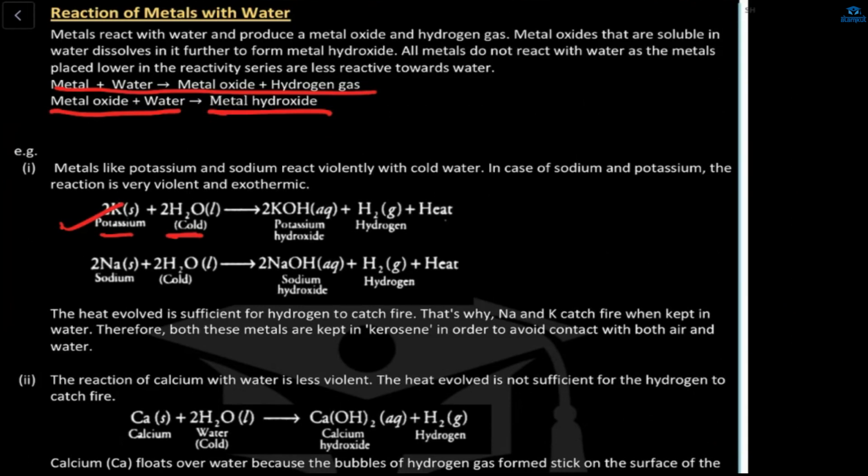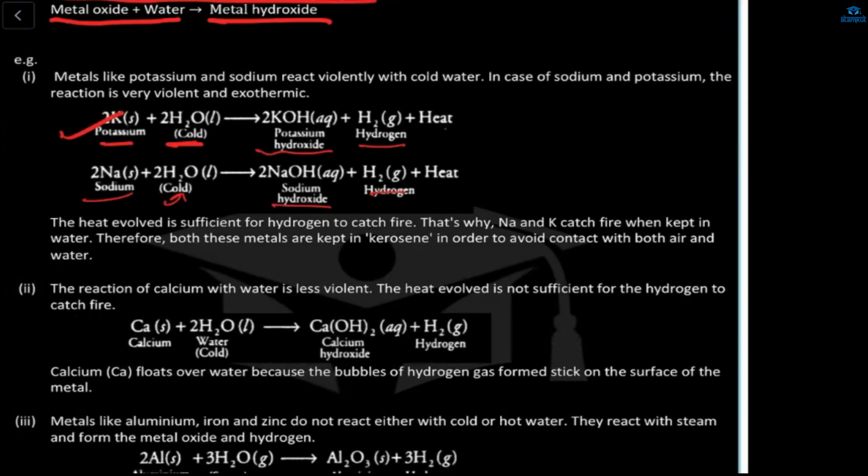Why for potassium is it taking cold water, Safia? Come on. Because the reaction is very exothermic. Yes, that's why it takes cold water, and it will produce potassium hydroxide and hydrogen. For sodium also, the reaction is very exothermic, so it gives sodium hydroxide and hydrogen.